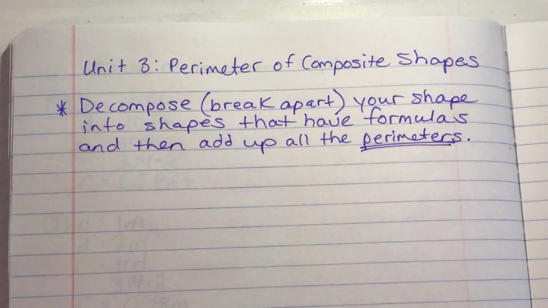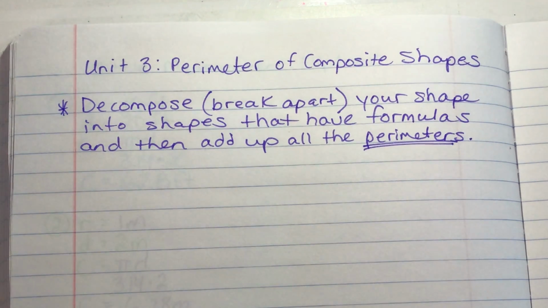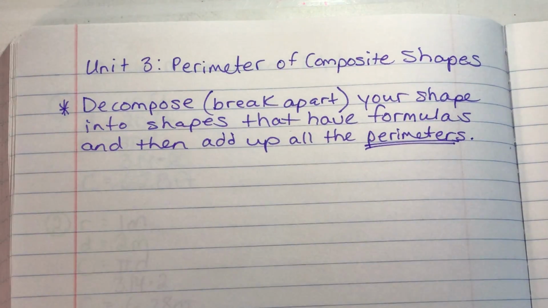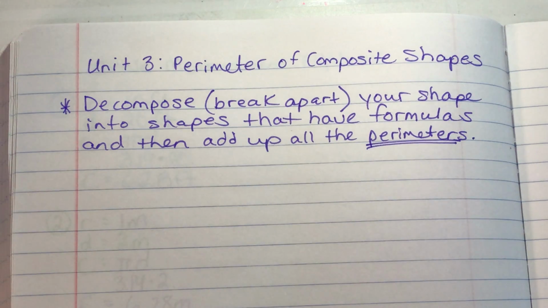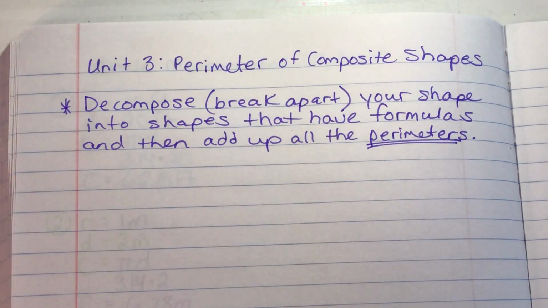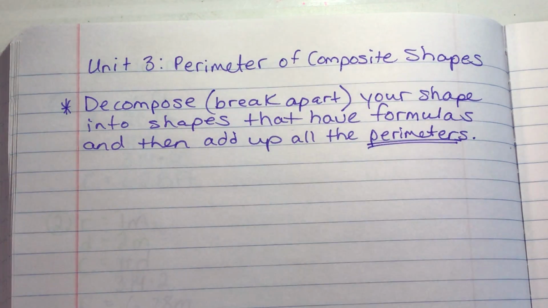Now, if you think back to last year, if you were in Craven County, last year we broke down shapes and then we found the area of them all and then put it all together. With this standard, we're decomposing and breaking down the shapes, but we're finding the perimeter of them. So we're not worried about the inside.